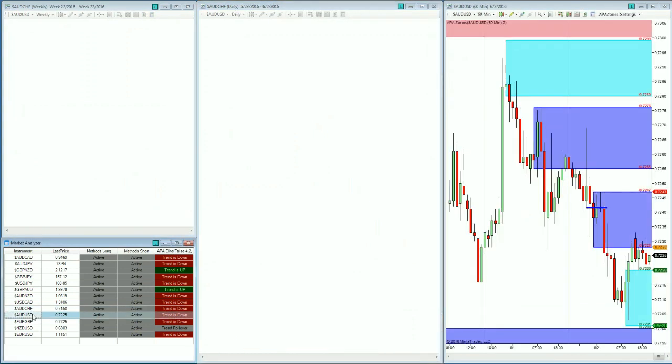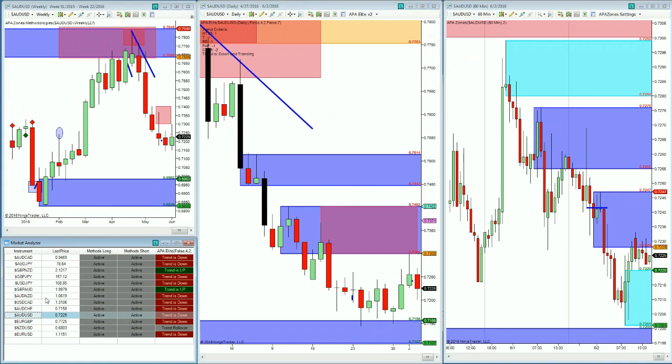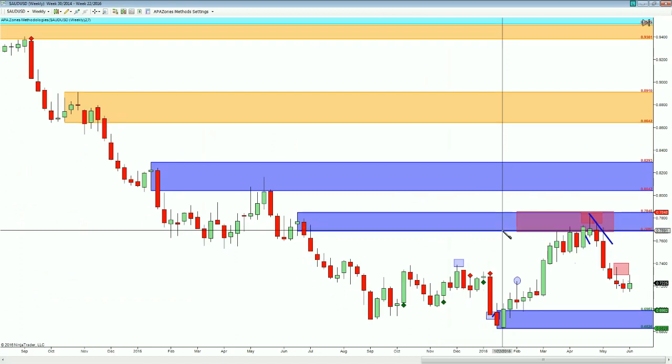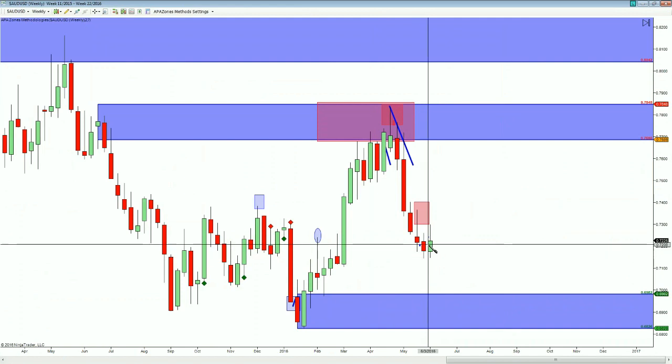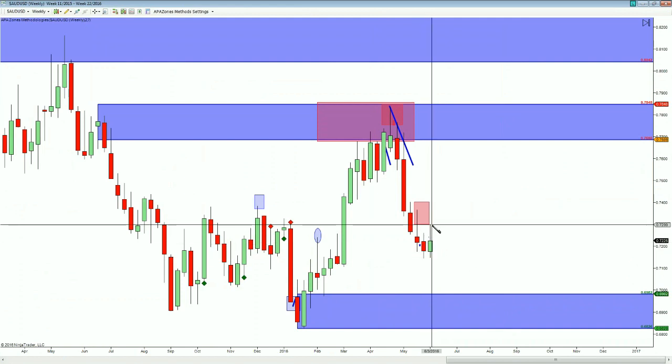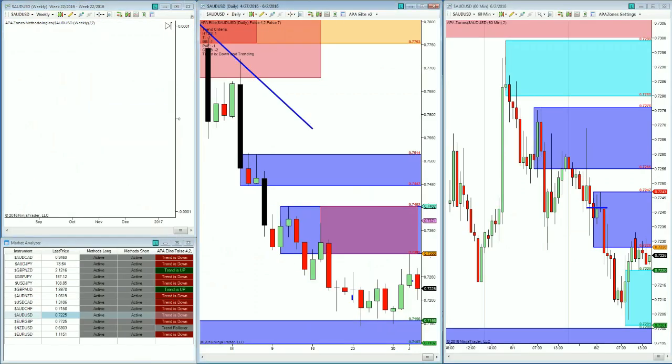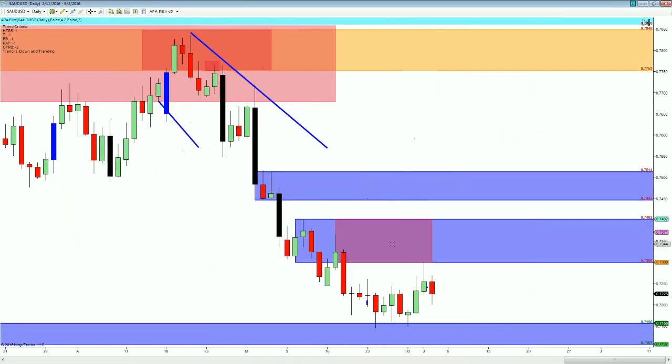Moving right along to the Aussie dollar. Now the Aussie dollar has also been a very interesting market to me here lately. We've had this retest of weekly supply, and we've dropped out of this over the past few weeks. And here as of late, we've just received a retest of this daily zone.